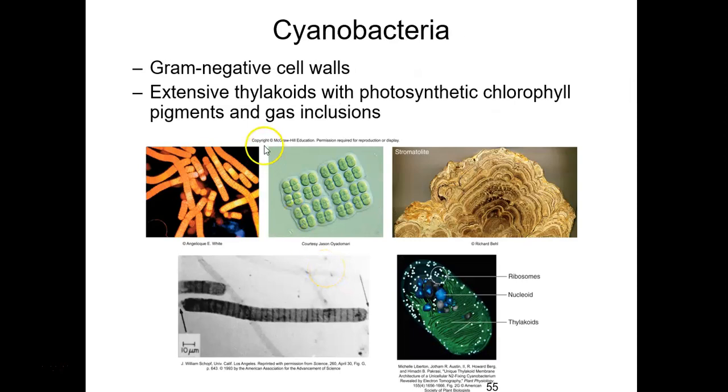So again, I'm not going to go too crazy here. Cyanobacteria have gram-negative cell walls. They also have this green appearance to them, and that's from the presence of this pigment molecule called chlorophyll that allows them to take in the light energy and convert it into other compounds.